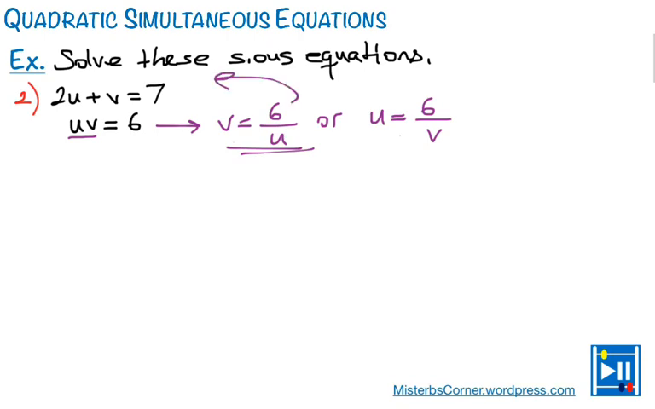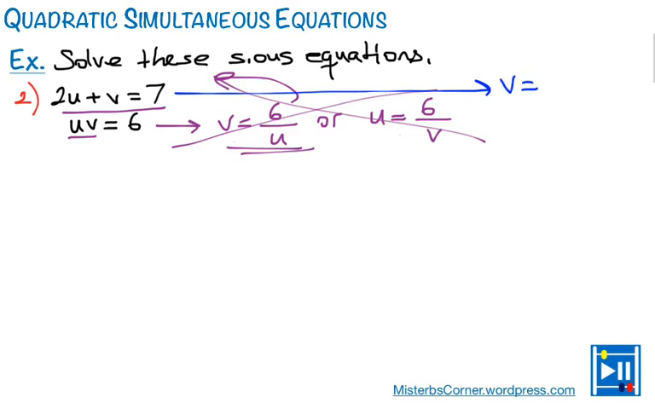So my suggestion, if possible, is to arrange the first equation. So instead of this, you could go like v equals 7 minus 2u, right? And you can substitute this into the second equation.